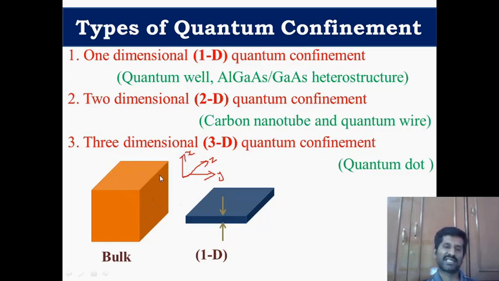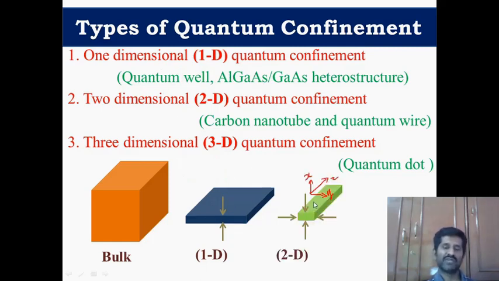For example, I am reducing the x-axis dimension, that's the height of this material, to lambda by 2 order, so that the electron is confined in the x-axis and it can move freely in the y-z plane. Since the electron is confined in only one dimension, this structure is called one-dimensional quantum confinement. This type of confinement is also called a quantum well.